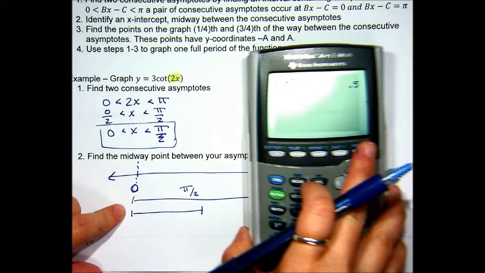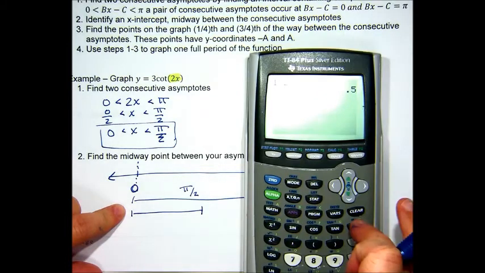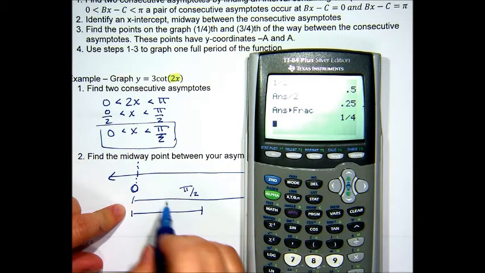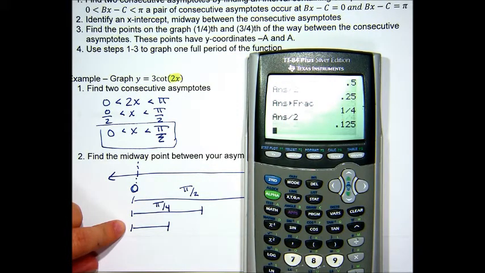Halfway between, what's the midpoint between 0 and pi over 2? Well, take a half and divide it by 2, and you'll get a 1/4. Oh, that must mean put the pi back. That must be pi over 4. What if I want the quarter length? Well, what's half of pi over 4? Divide by 2 again. You'll get 1/8. Put the pi back. That means it's pi over 8.